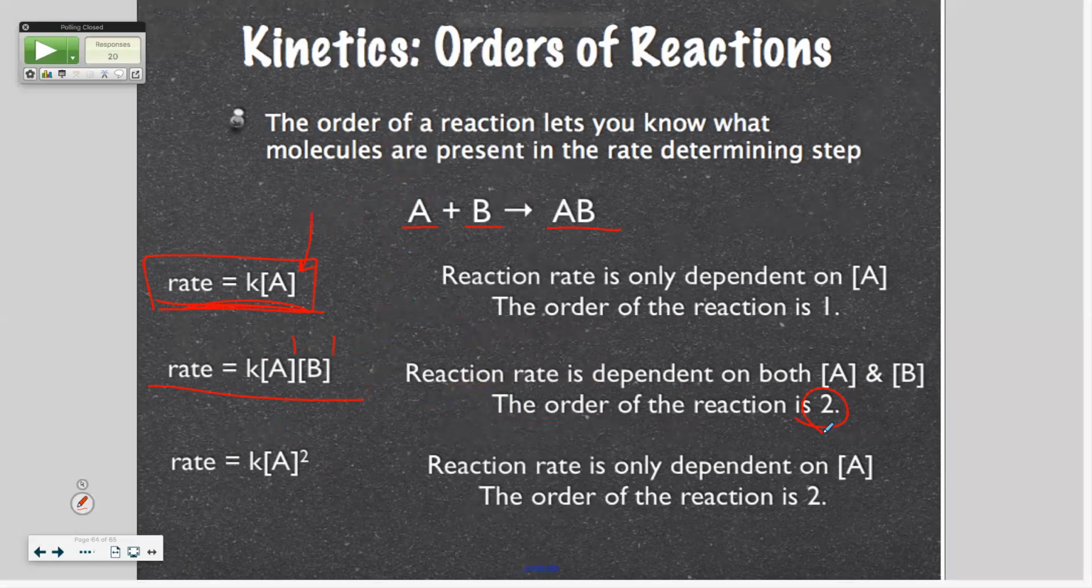Now this one down here, the reaction is only dependent on A, but when you change A, it doesn't just double. If you double A, the rate goes up by 4. So that means that it's squared. Notice that the order of the reaction is 2.